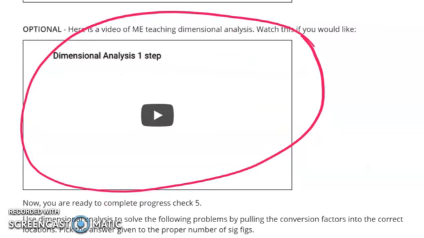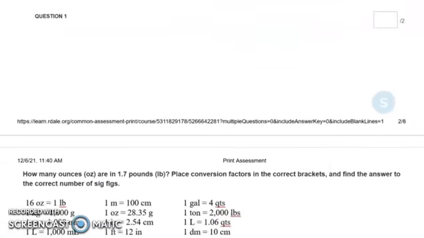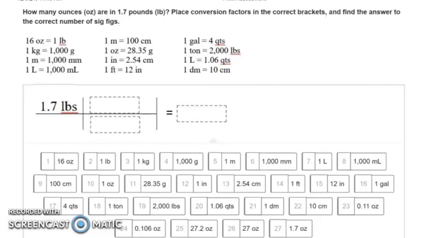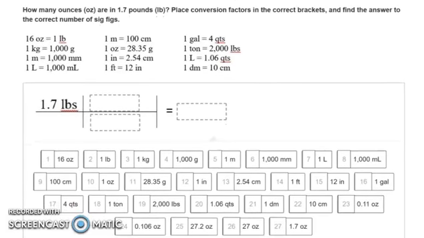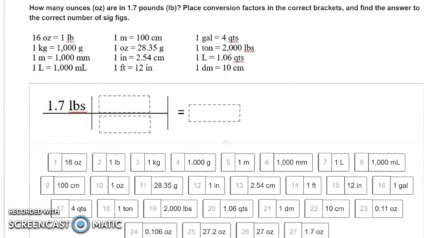As far as how this progress check works, I'm going to scroll down. This might not be exactly the question you would have, because we get them from a question bank, but I want to go through how to set these up so that you are familiar with it, because it's a little bit different. Let's take a look at this question. It says, how many ounces are in 1.7 pounds? Place the conversion factors in the correct brackets and find the answer to the correct number of sig figs.